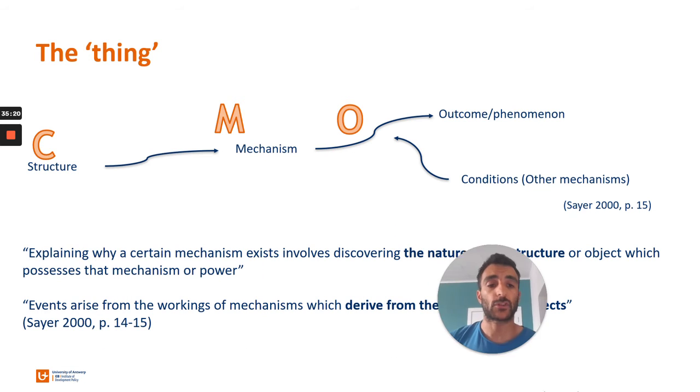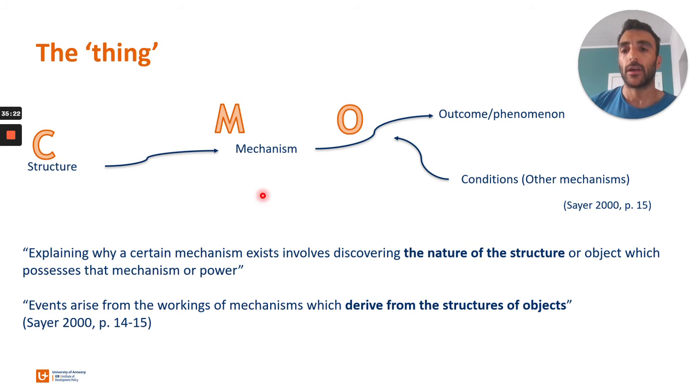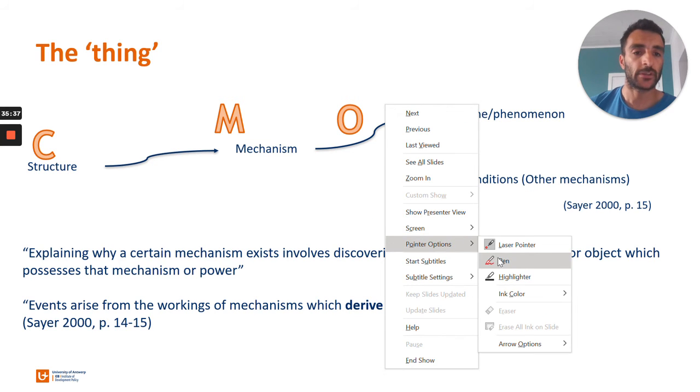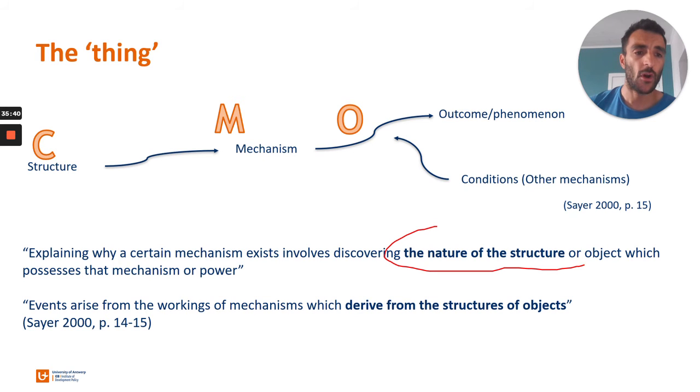But let's first look here at some other definitions again. Explaining why a certain mechanism exists involves discovering the nature of the structure. So again, very crucial, very interesting, right? The nature of a structure or object which possesses that mechanism or power. So that's exactly what we're trying to do. We're trying to explain why a certain mechanism exists by discovering the nature of the structure, right? So this is the nature of the structure.